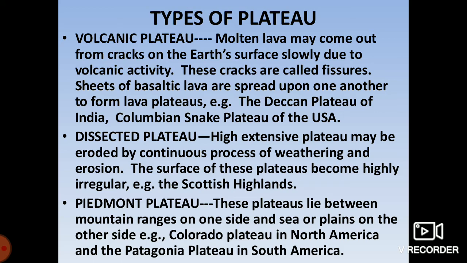Volcanic plateau. Your molten lava comes out from the cracks in the earth's surface, and it flows slowly due to the volcanic activity when the lava comes out. These cracks are called fissures. Sheets of basaltic lava are spread upon one another to form a lava plateau. It is called the lava plateau. So the Deccan Plateau of India and the Columbia Snake Plateau of the USA are examples of this.